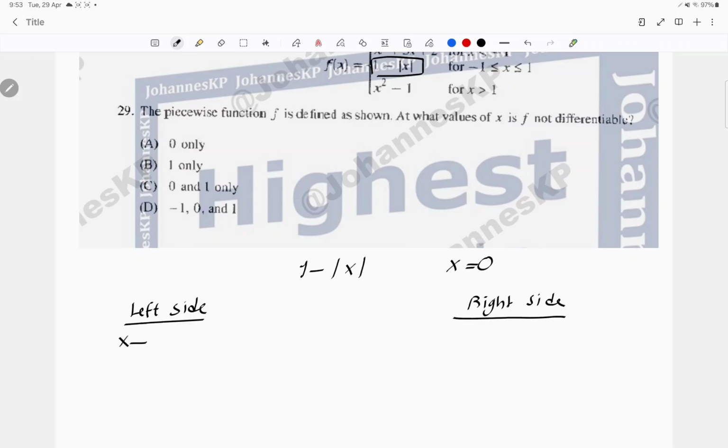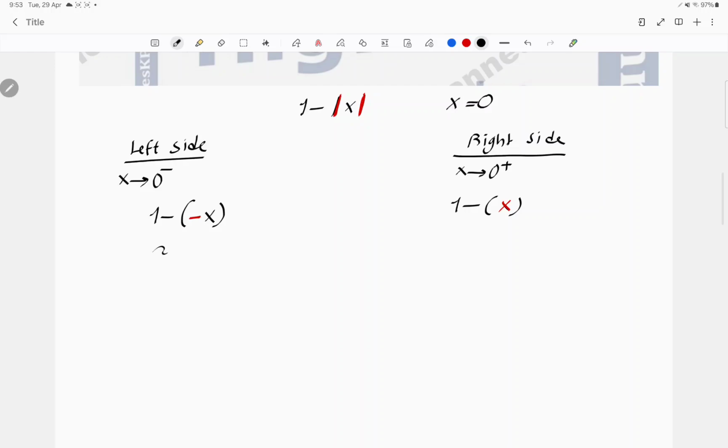That means when x is approaching 0 from the left, my function will look like minus x inside. But when x is approaching 0 from the right, my function is going to become only x on the inside. You see, the absolute value, do not underestimate AB calculus. It can be negative on the inside if your x is in the negative region. It can be just a positive x on the inside if your x is in the positive region. So right now my function from the left side becomes 1 plus x.